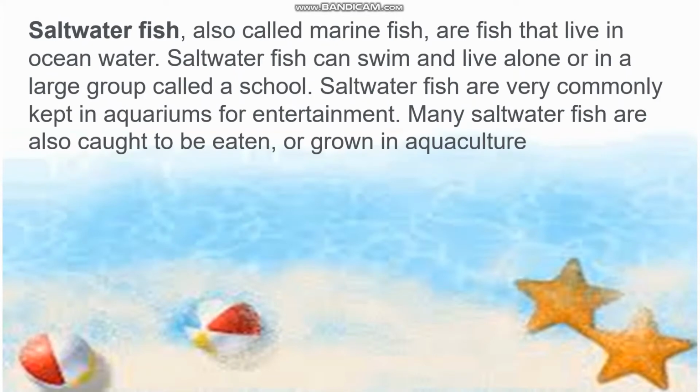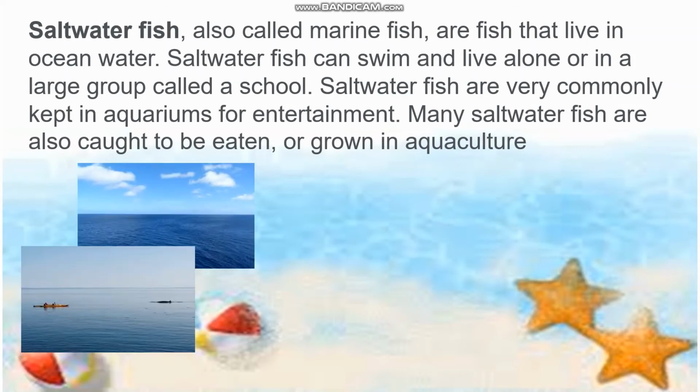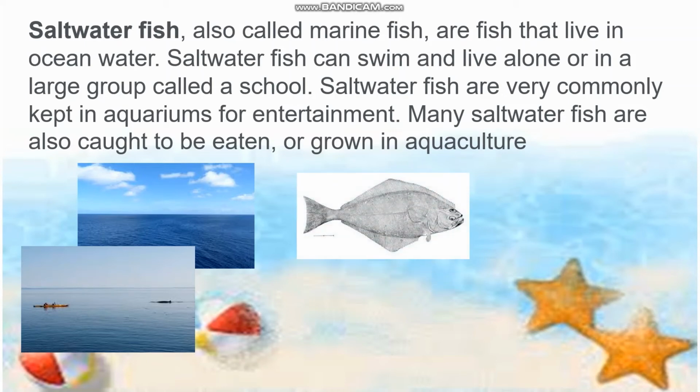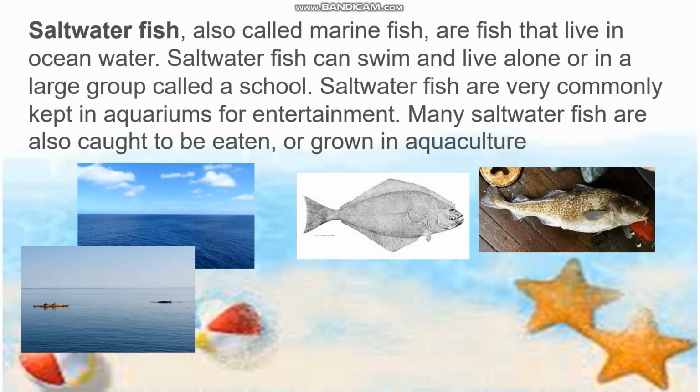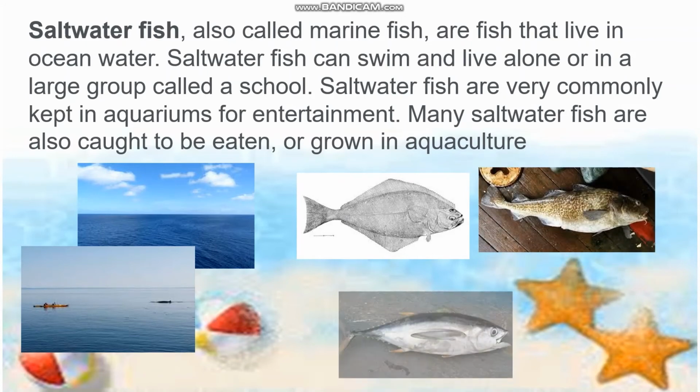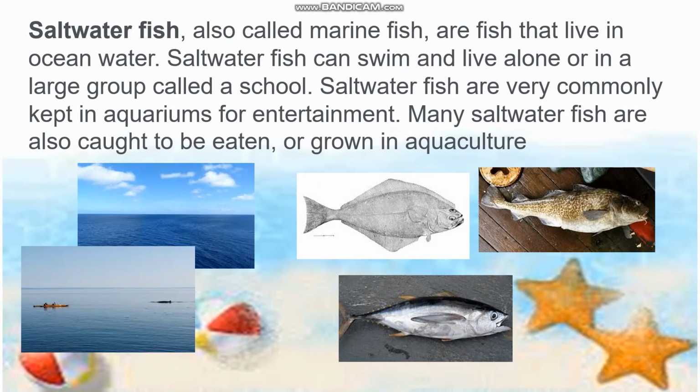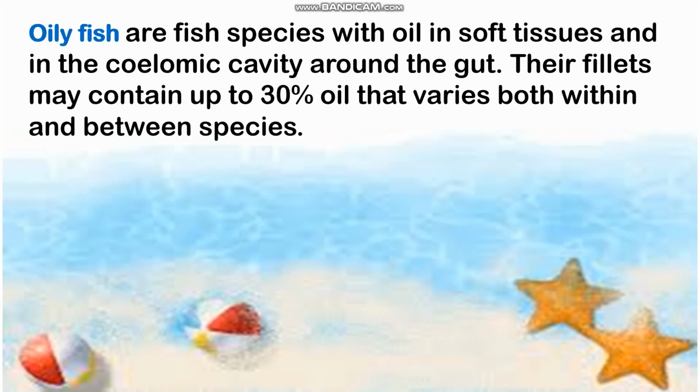Saltwater fish, also called marine fish, are fish that live in ocean water. Saltwater fish can swim and live alone or in a large group called a school. Saltwater fish are very commonly kept in aquariums for entertainment. Many saltwater fish are also caught to be eaten or grown in aquaculture.